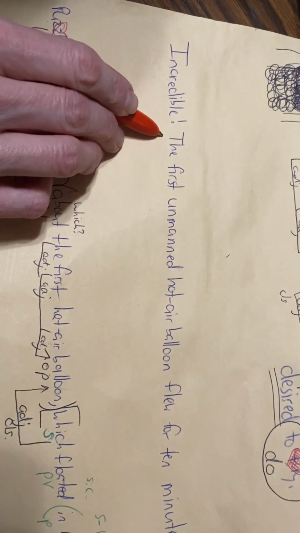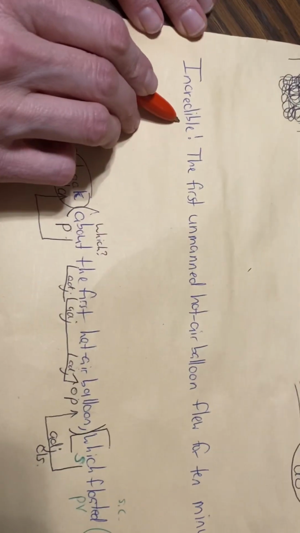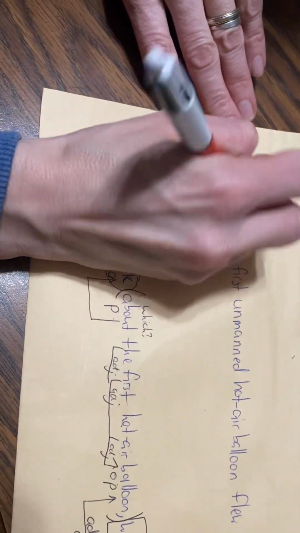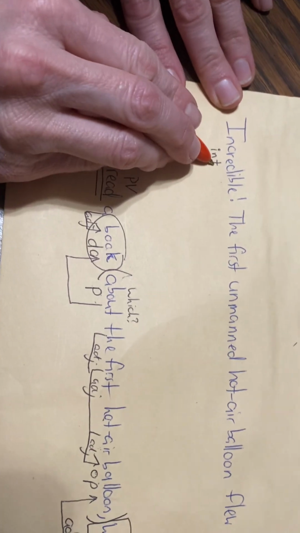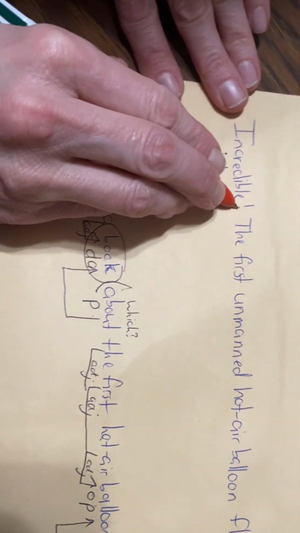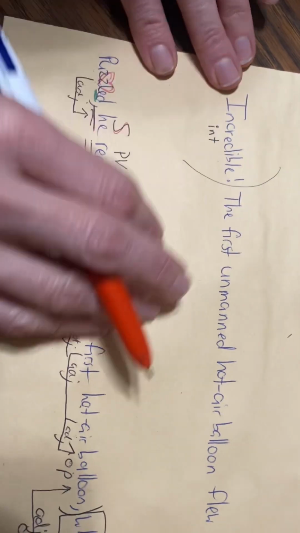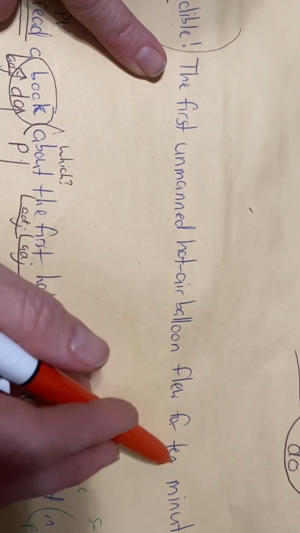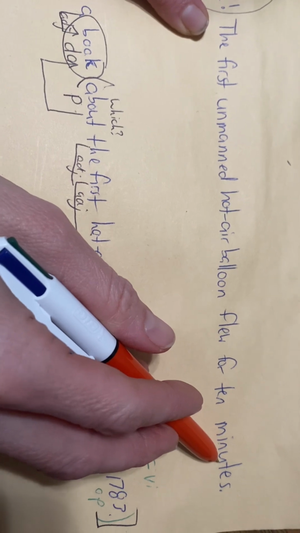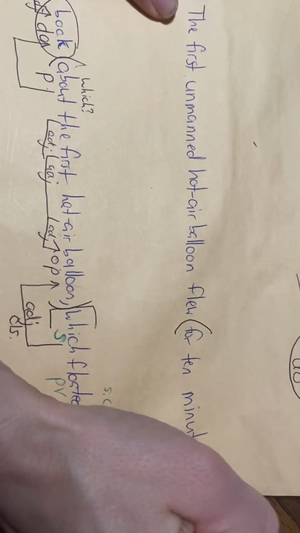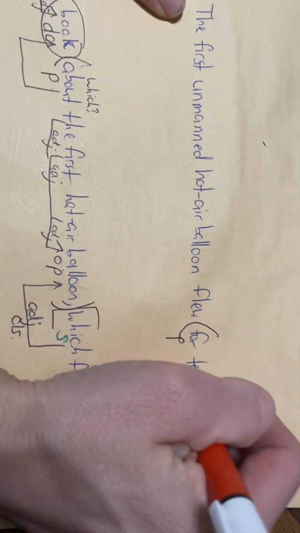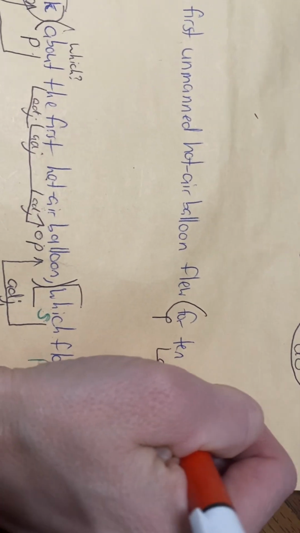Incredible. I hope you read your introduction because incredible, what part of speech is that? Interjection. It is an interjection. So you're just going to write INT underneath of that, okay? It's an interjection. So we'll just leave that alone. The first unmanned hot air balloon flew for 10 minutes. Ooh, ding, ding, ding. Preposition. Object of the preposition. How many minutes? 10. This is an adjective.